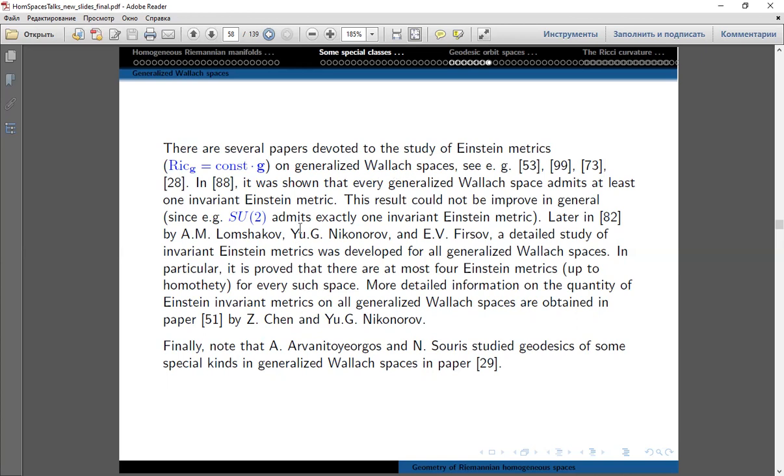Now I should also add that in papers by Nikonorov, Yurgens and Souris, they studied geodesics of some special kind in generalized Wolf spaces. And in fact, all standard problems of geometry are studied in the case of generalized Wolf spaces, almost all, I think. And if you have some special property which you should check, for example, for homogeneous Riemannian spaces, then you should start with this class. I think it should be very useful and helpful to check it at first for this class of homogeneous spaces.